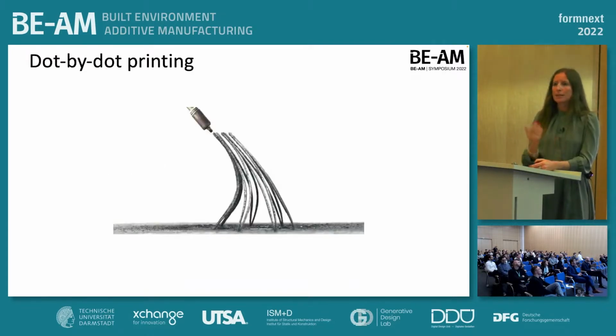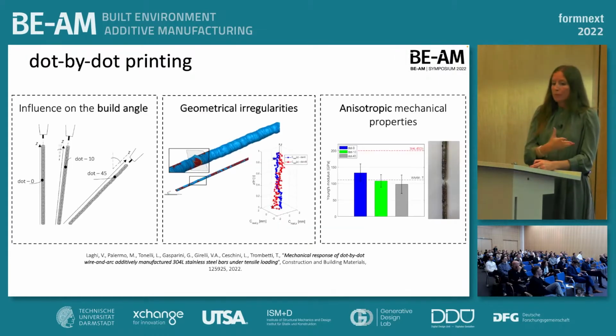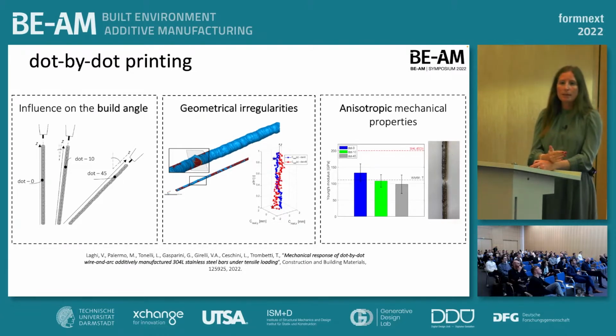Dot-by-dot printing is one WAM technique, so the idea is rather than going layer by layer, you're depositing multiple droplets of molten metal, one on top of the other. So the idea is to create grid shells, grids, bars, and lattice systems. There are, of course, issues to be tackled. There's the influence of the build angle, similar, but not really the same, to the anisotropic behavior. In this case, the higher the build angle, the higher also the geometrical irregularities and the lower the mechanical properties.